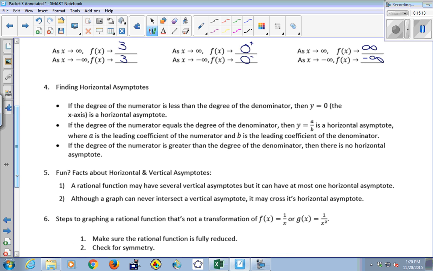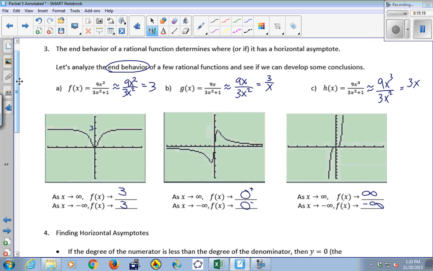So those are the rules of how you find asymptotes. You compare the degrees, but you can always do an argument like we just did, right? You don't have to remember the rules. You can just think about what happens when x gets really big. What happens when x goes to negative infinity?